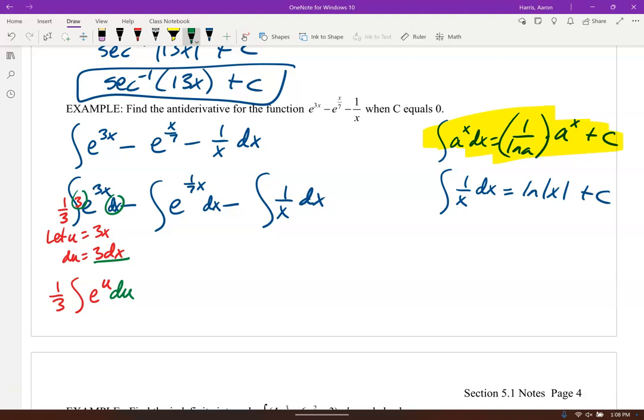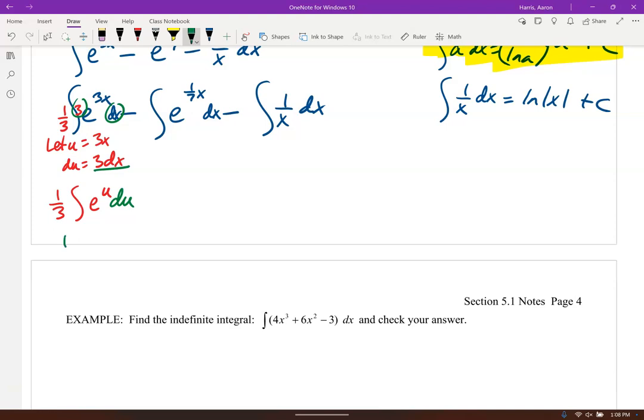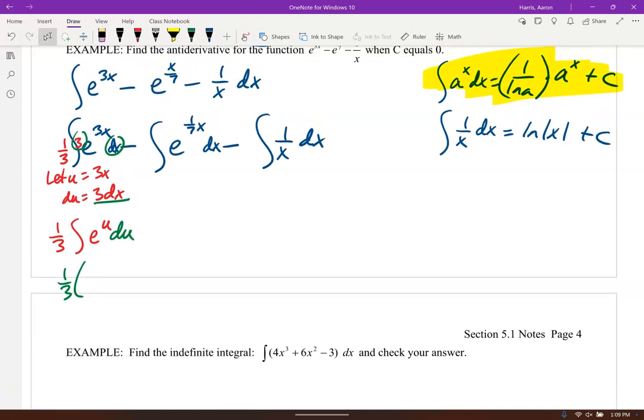Let me just finish that piece of it. So that'll be 1/3. And now I'm running the formula. The integral of e to the u, or a to the x, is 1 over ln of e to the u, a to the x, plus a constant. We'll get the plus constant at the end of this. Well, ln of e is just 1. That's 1/3 times 1 over 1. So I have 1/3 e to the u. Our u is 3x. Okay? Minus. Now we're going to do the rest of this.